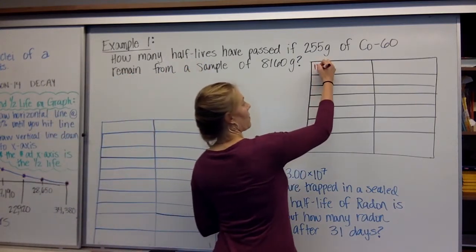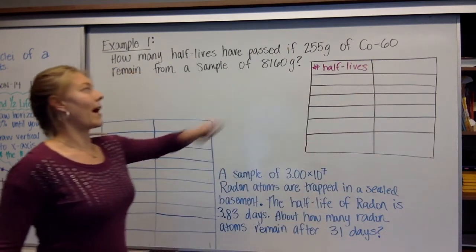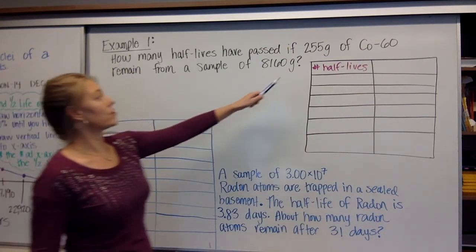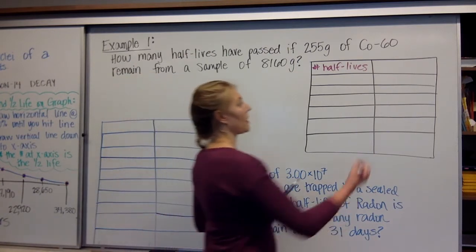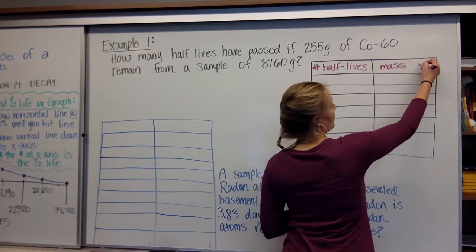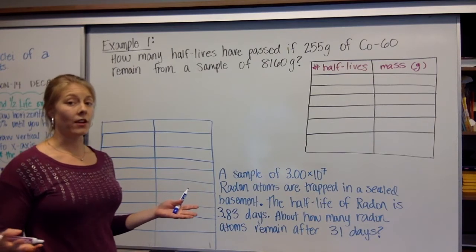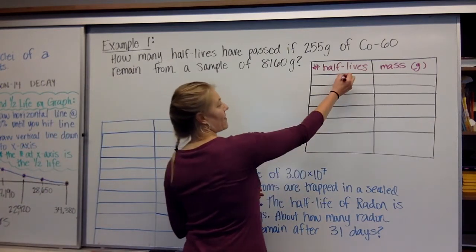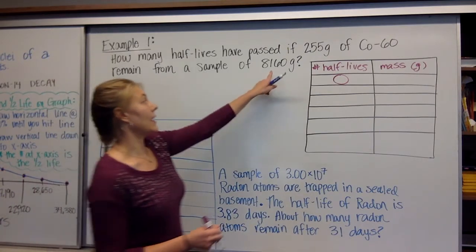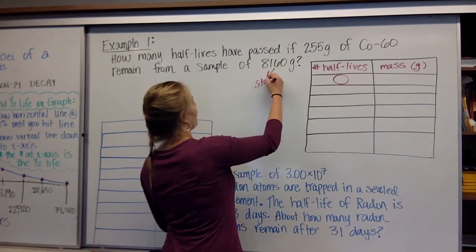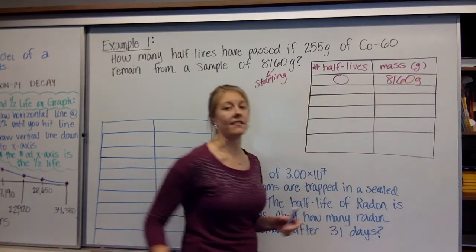Well, that tells me that number of half-lives is going to be one of them. How many half-lives have passed if we start with 8,160 grams and we end with 255? I'm going to say mass should probably be my other unit. All right, so what half-life are we starting with? Or how many half-lives? Always 0. All right, so my beginning mass right here, that's my starting mass, is 8,160 grams.